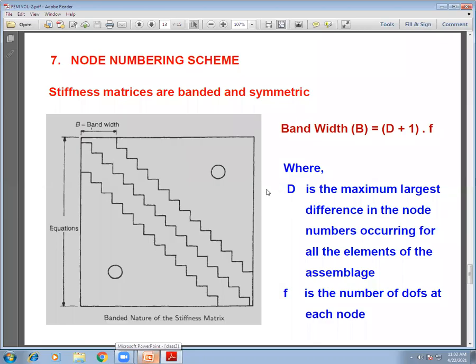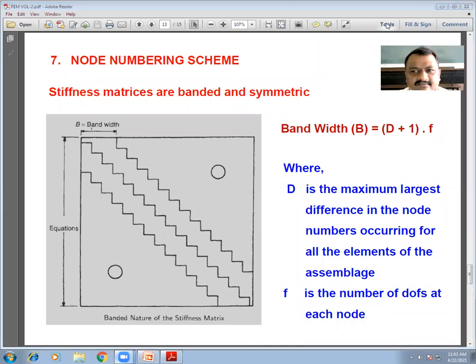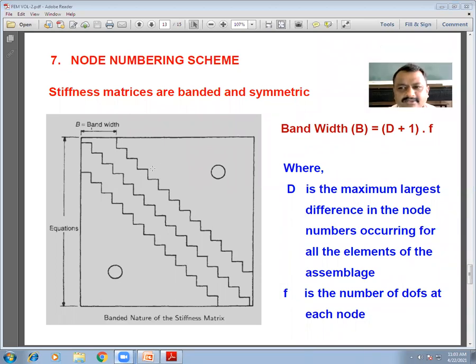The node numbering scheme is important because the banded matrix will consist of only the elements which are taking part in the analysis. So the smaller the bandwidth, the less the computation time. We should see to it that the bandwidth is small, then we can analyze the problem quickly, right?